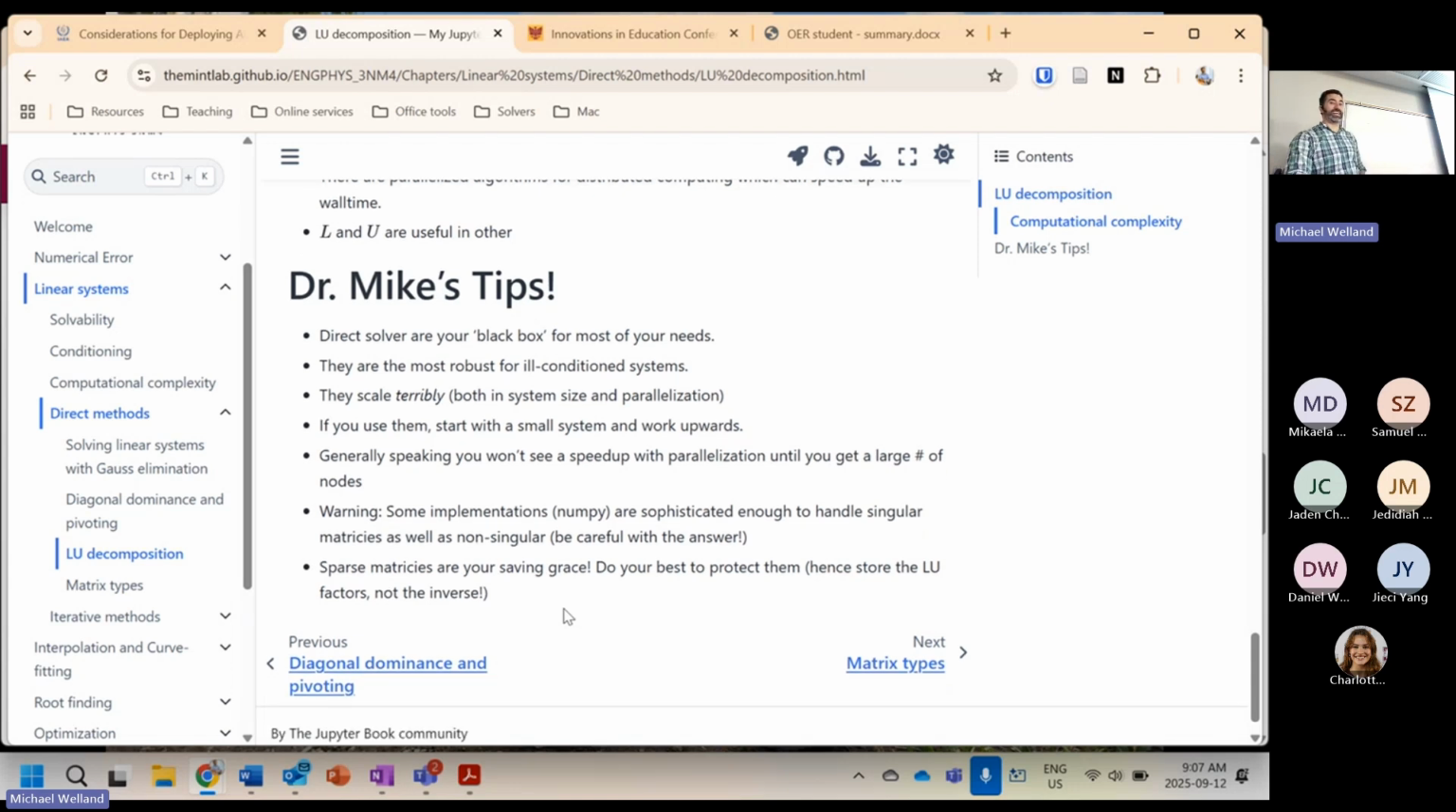Sparse matrices, the next section, are your saving grace. Do your best to protect them, and hence the LU factorization. You want to have sparse matrices. All of scientific computing wants to have sparse matrices. The only excuse for not having sparse matrices is when you have to do something once and repeat it a million times. And that's actually spectral methods for partial differential equations. But that's another story.